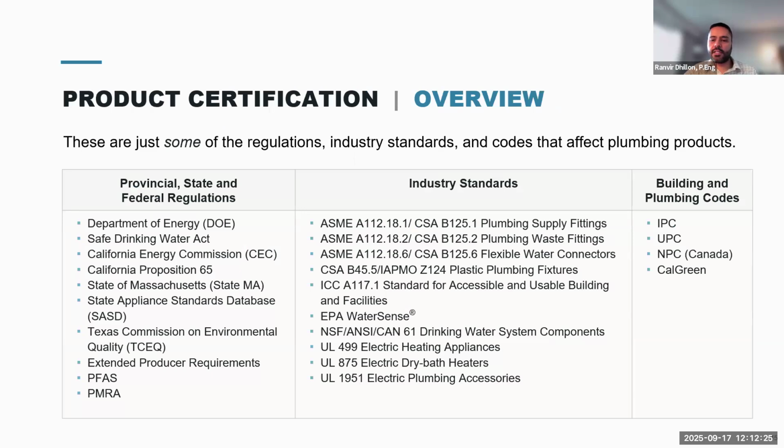These are just some of the regulations, industry standards, and codes that affect plumbing products in commercial buildings. So over on the left side, you have provincial, state, and federal regulations from, say, the Department of Energy, all the way down to more recently PFAS regulations. These are coming into play right now and will probably be large talking points in the industry in the next few years. Then you have industry standards. So these could be ASME standards, CSA, EPA WaterSense, all the way down to electrical and how that has to do with plumbing. And then building and plumbing codes, these could be IPC, UPC, NPC, or Cal Green.